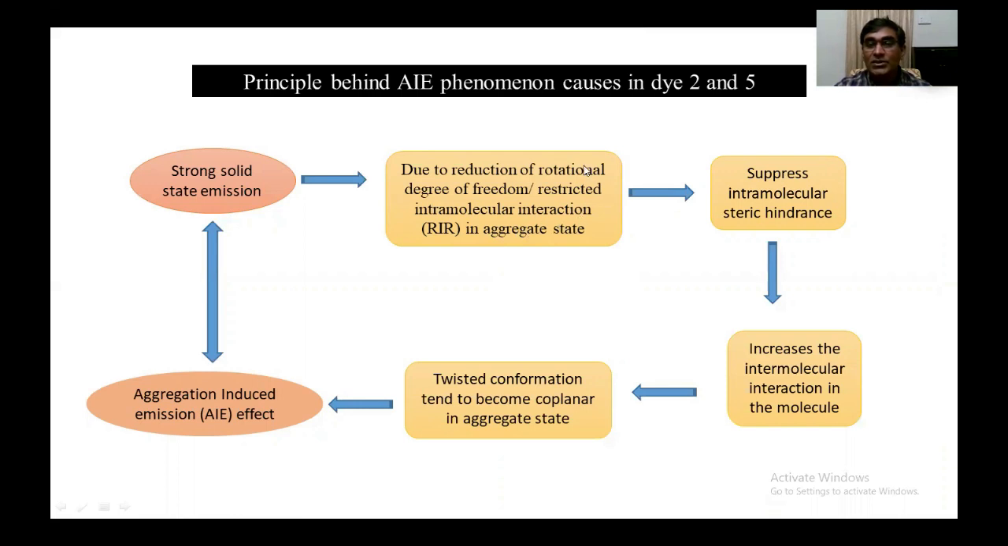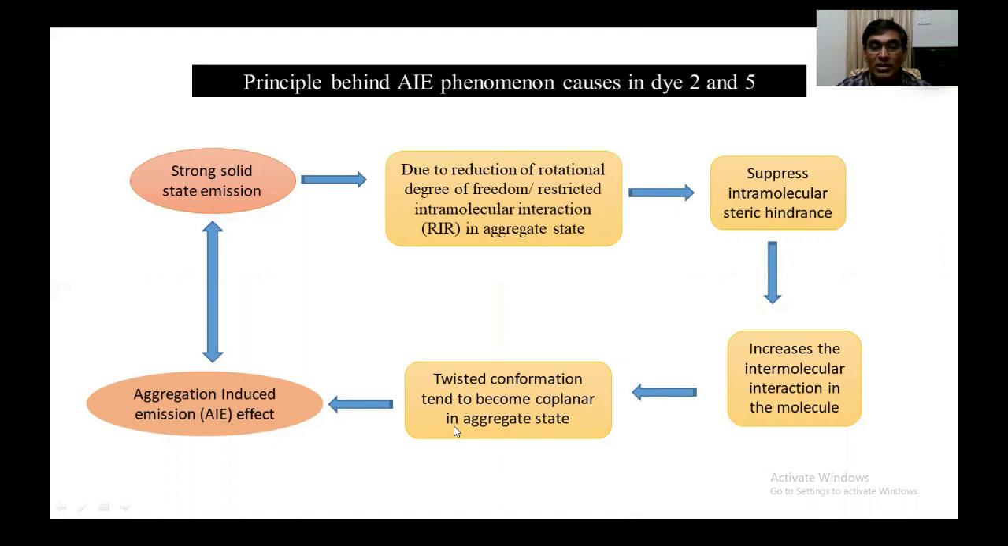The molecules should interact properly, like we have seen the mechanisms in case of the perylene. The pi-pi stacking takes place, so that's why the emission quenches in the solid state. But in case of the hexaphenylsilole, because of this propeller shape or the non-planar nature, and restricted intramolecular rotation, the intermolecular interaction takes place, like head to tail, or J kind of interaction or aggregation. Now here the twisted or non-planar conformation tends to become coplanar in the aggregate state of these molecules, and thus shows the aggregation-induced emission effect.